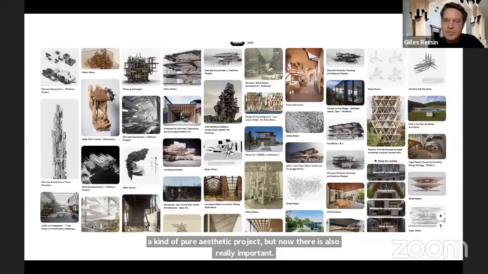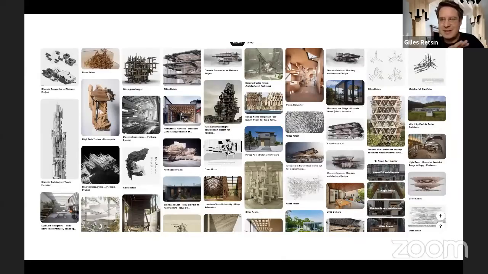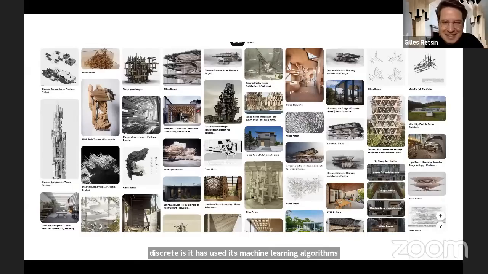Sometimes if you browse through platforms like Pinterest, like this is Pinterest, who has learned about what the discrete is. It has used its machine learning algorithms to detect and classify what the discrete is from a superficial aesthetic stylistic level. But I think it's important to dive deeper into what it means as a paradigm. And as a side note, that is not to say that aesthetics are not important. I think they're actually really important as part of the discourse.